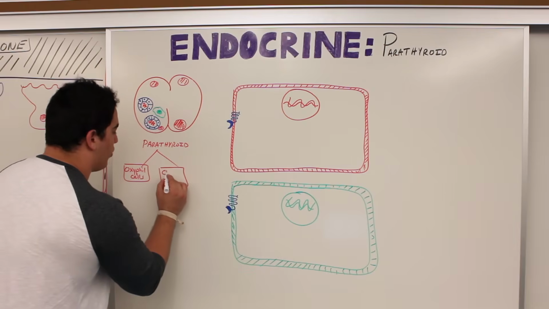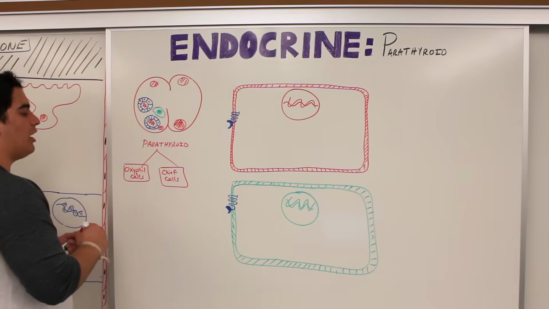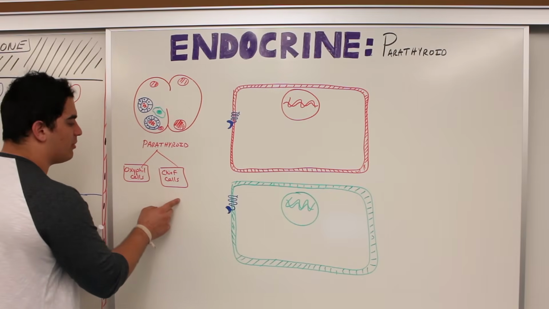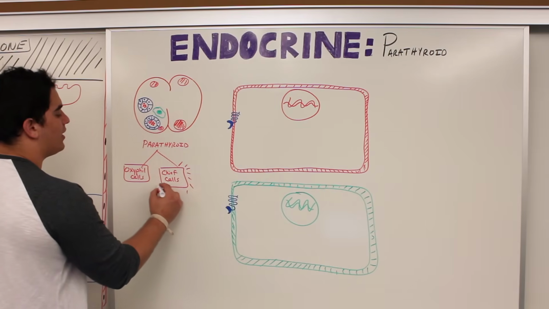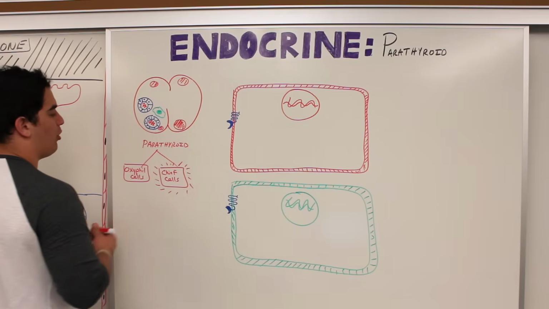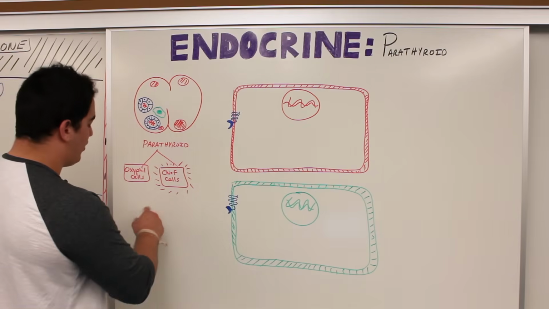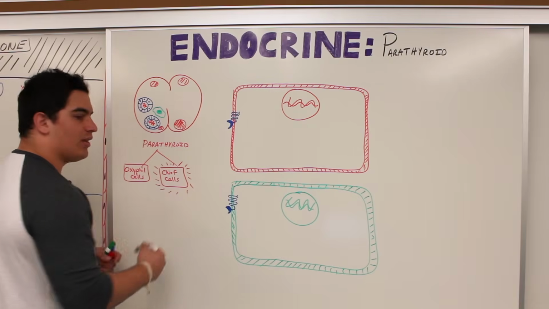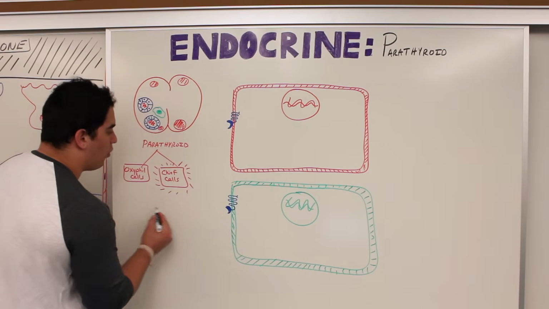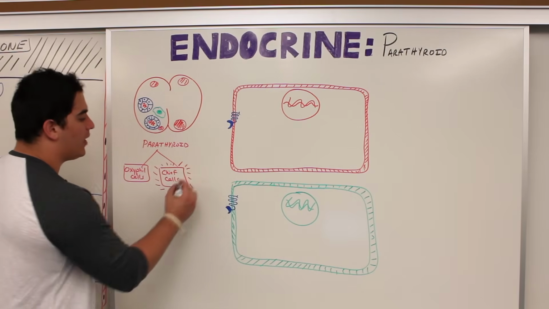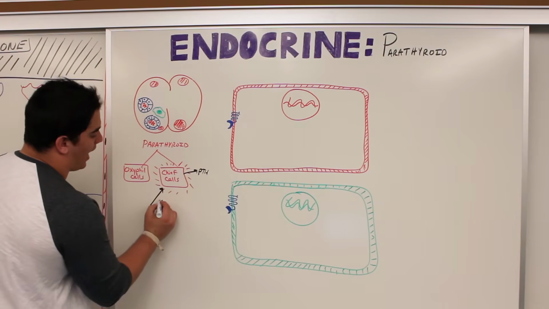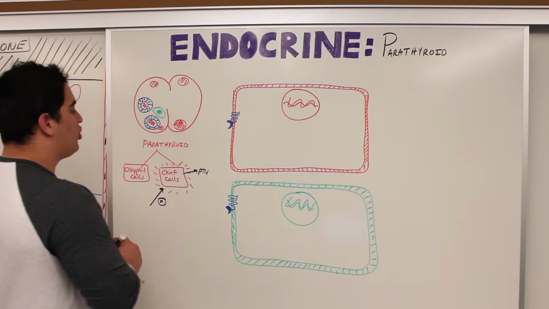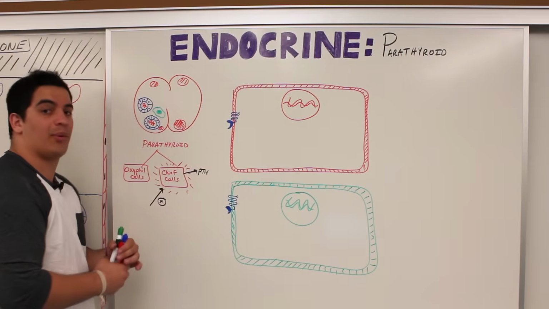The other cells that we're going to zoom in on are called the chief cells. The chief cells are the ones primarily responsible for secreting parathyroid hormone. We're going to take a look at parathyroid hormone, but before we do that, we need to know what exactly gets these cells going. What stimulates them to want to release parathyroid hormone? You know that they make parathyroid hormone. Well, what stimulates that? What causes these chief cells to produce parathyroid hormone?